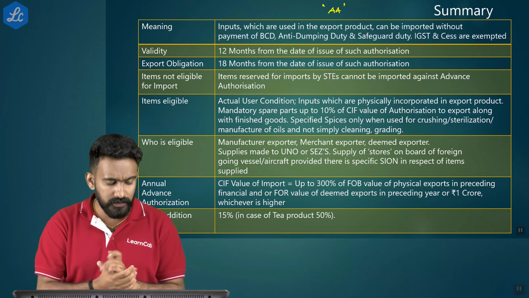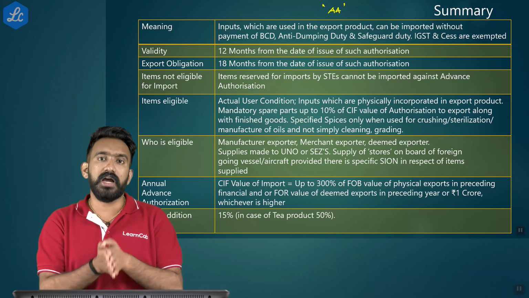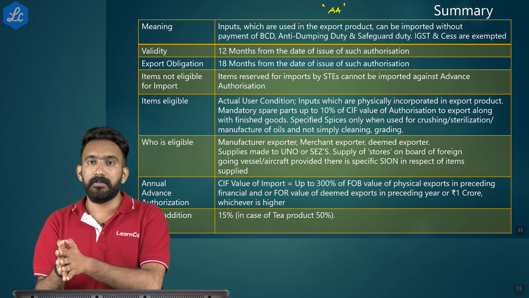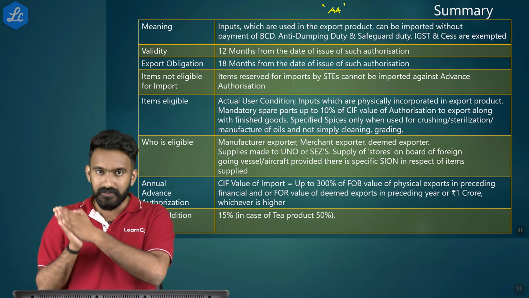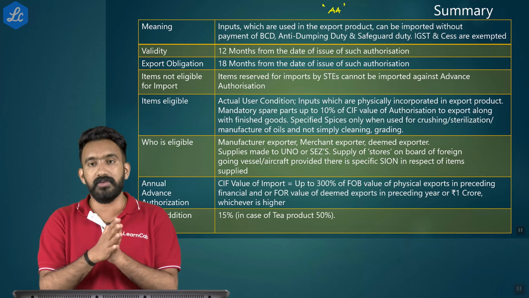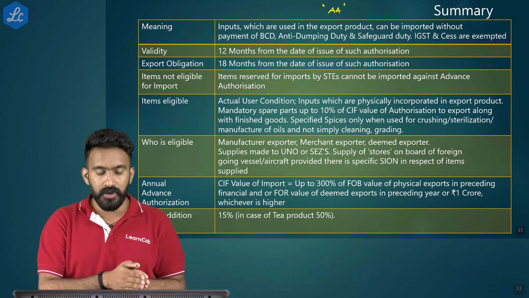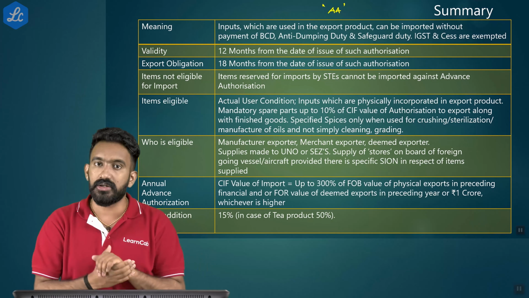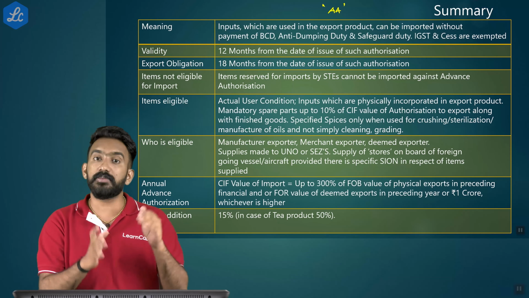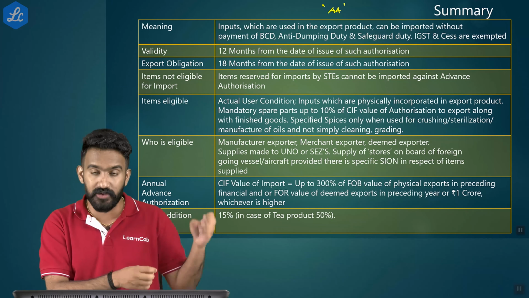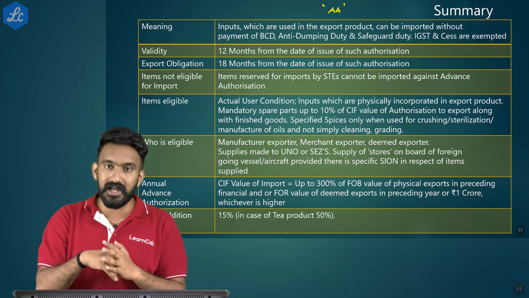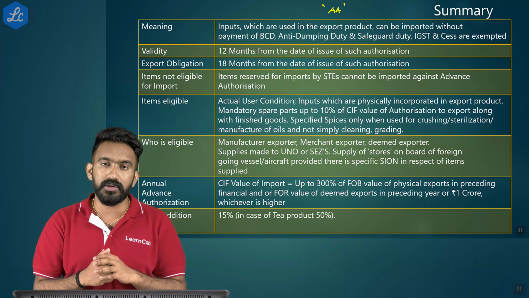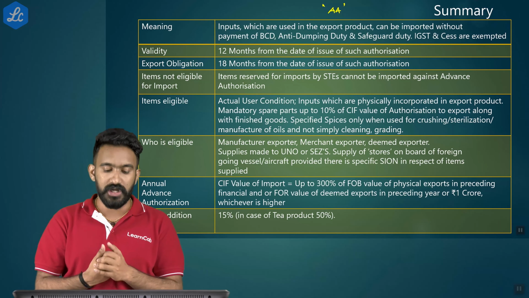Then what is this annual advance authorization? Again, if I am having past export performance at least last 2 years, then I can go for an annual advance authorization which will be higher of following: 300% of FOB value of export in the preceding financial year, or if it's deemed export, then FOR value, 300% of that I can do as my import, and 300% of FOB value of export would be the CIF value of my imports maximum possible. So if 300% of FOB value of my export in the last year is less than 1 crore, then I can do an advance authorization up to 1 crore.